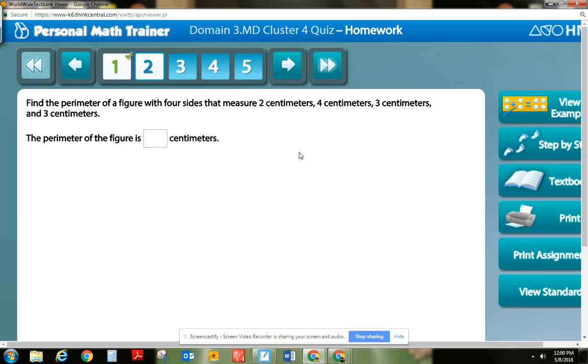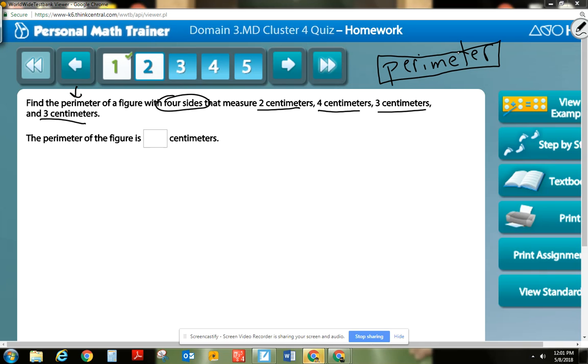Number 2 here is a tricky question. Go ahead and pause it and try to do it by yourself. And after you try it, go ahead and unpause it. So find the perimeter of a figure with 4 sides that measure 2 centimeters, 4 centimeters, 3 centimeters, and 3 centimeters. Once again, we're doing the perimeter, adding around the outside. That T tells me, and there's that plus there too, with the T.